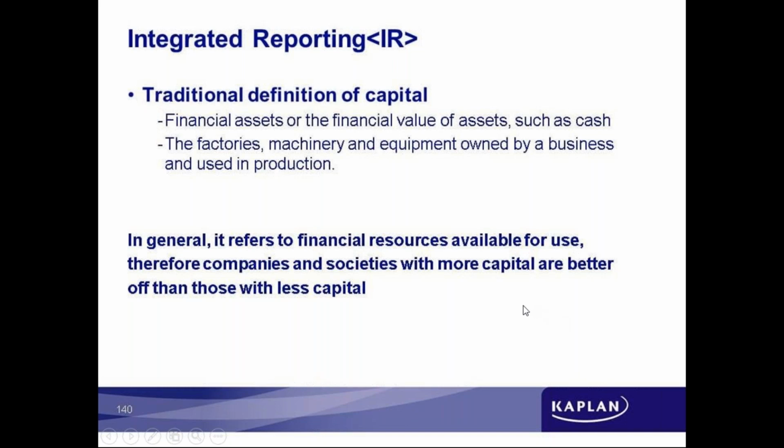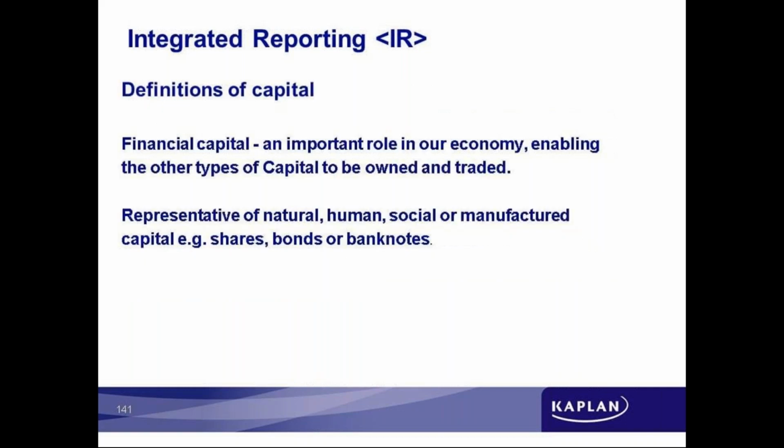So the notion is that companies with a large amount of money can do a lot or are better off than those with less capital. If you have a lot of money, you can fund projects with positive ROI and then may make more money. So that's the normal, or general notion. But IR talks about 6 different types of capital.